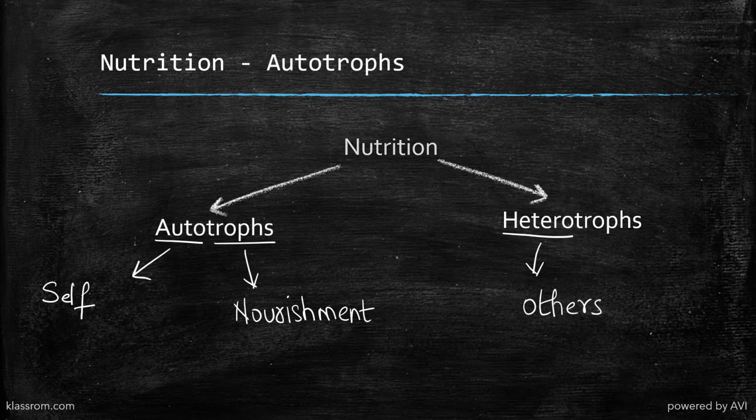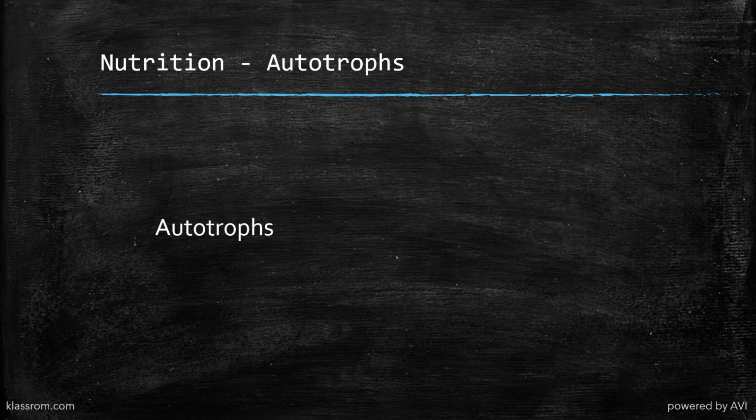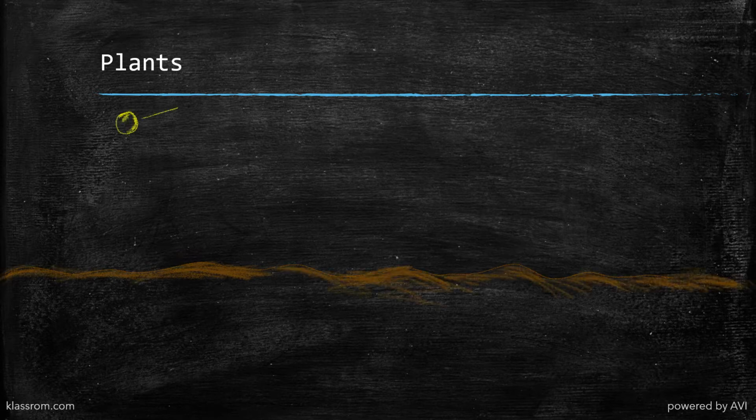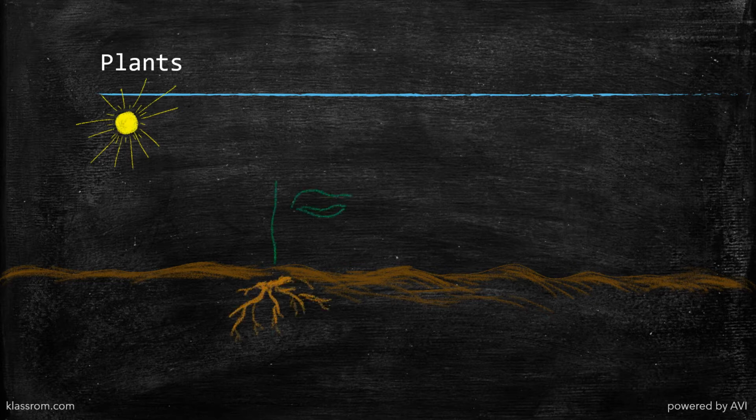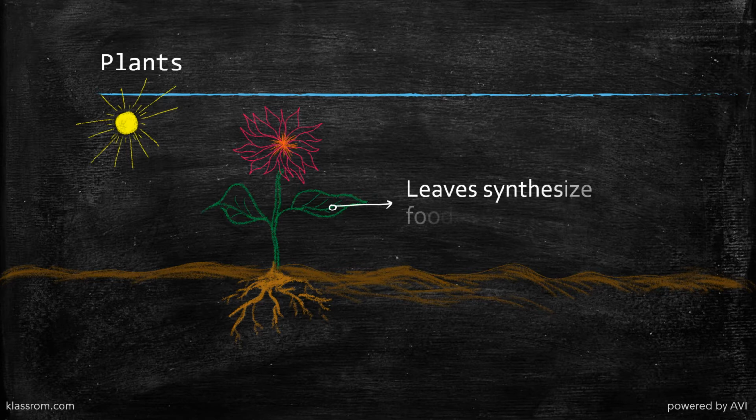Let us start with autotrophs. Autotrophs are plants because they synthesize their own food. The real question is how. Plants synthesize their own food. Hence they are called autotrophs. A plant's basic structure contains root, stem, leaves and buds or flowers. The food is synthesized in the leaves in plants.